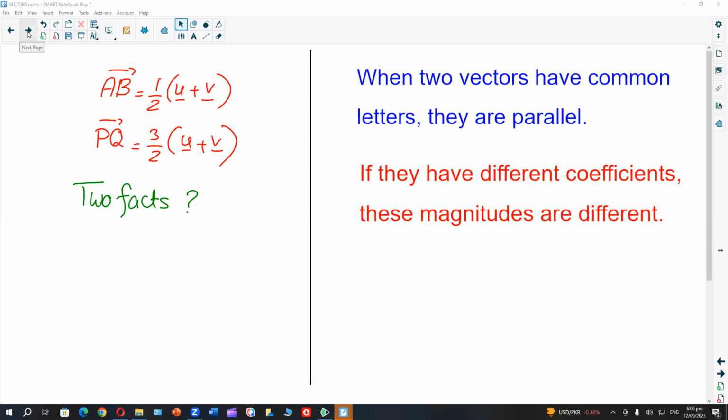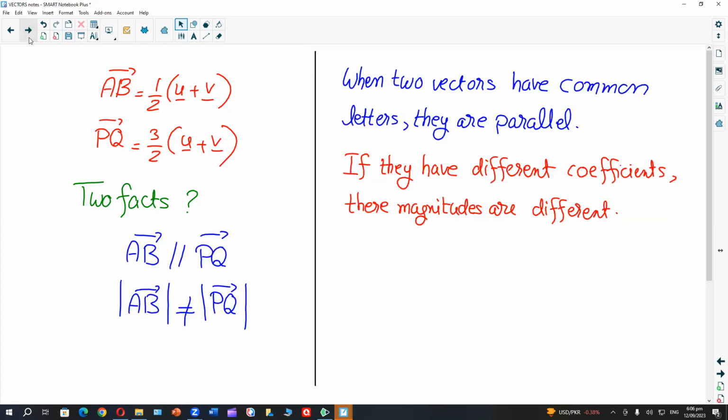So this topic is related with parallel vectors. When two vectors are parallel, their main letters should be the same, like u plus v, but the numbers outside can be different. What these numbers tell you is that the magnitudes are not equal, although the vectors are parallel. So if both are u plus v, they are parallel vectors. You have to now copy this.